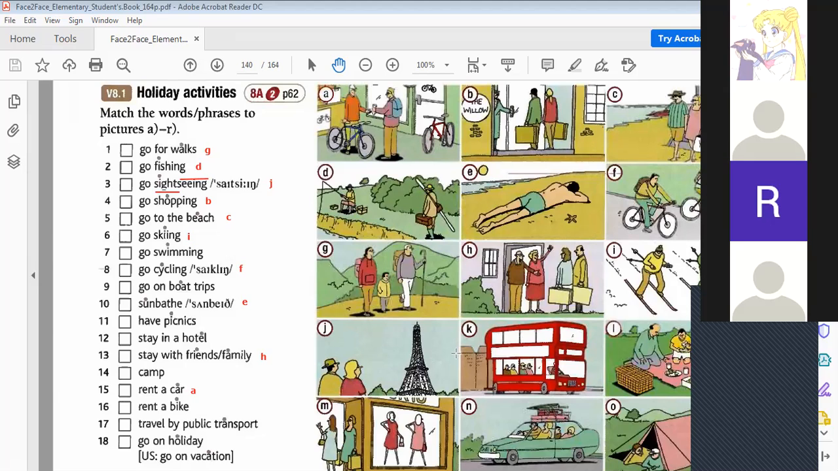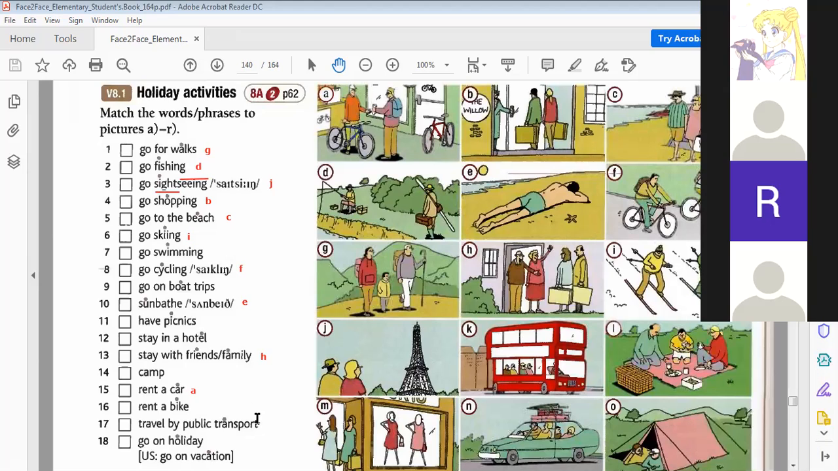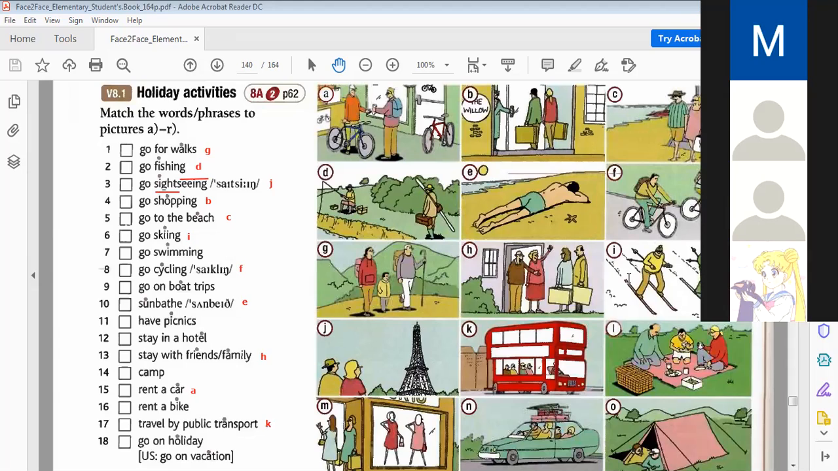Okay, what about K? What are the people doing in picture K? Travel by public transport. Yeah, this is public transport. It's a bus, correct. What are the people doing here in L? Picture L, what's this? A picnic. Yes, this is a picnic, right? So they are having a picnic.